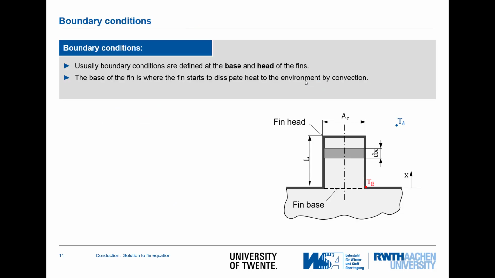What type of boundary conditions can we use? Usually for fin problems, we define boundary conditions on the base, which is here at the location where the fin is connected to the part, and on the fin head. But there can also be special situations, because it is not always the fin base which is important to start the calculations. If you have, for instance, a fin that is insulated here on the bottom part, so there is no heat transfer occurring in this part, then your base will be the location where the heat starts to be dissipated towards the environment, not necessarily the location where the fin is attached to the body.